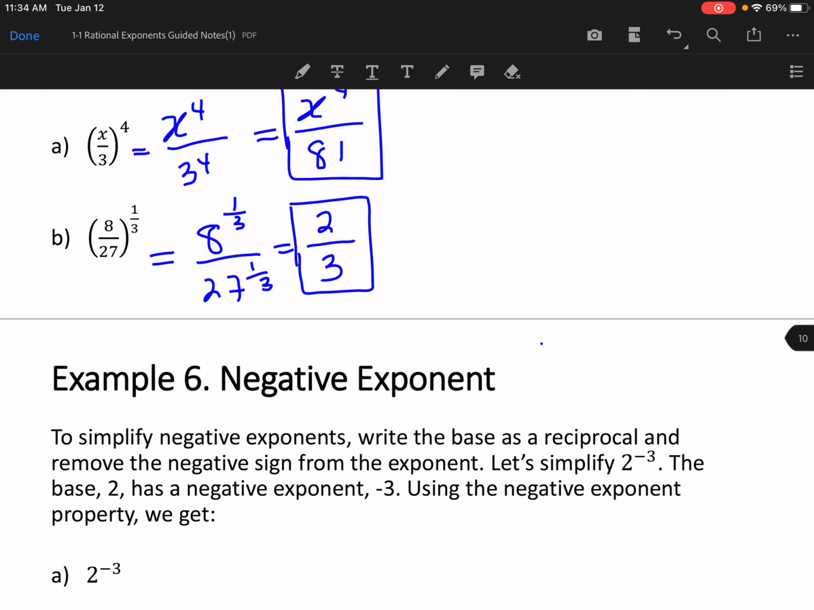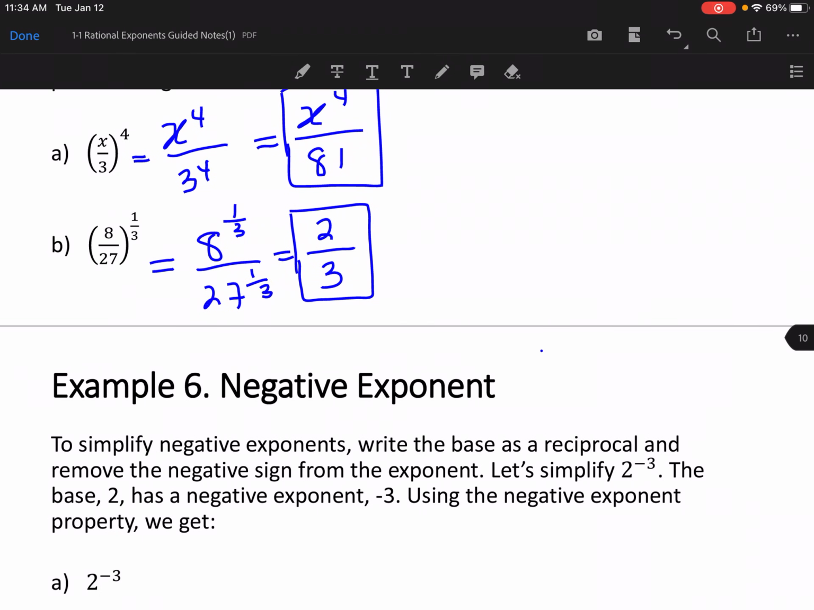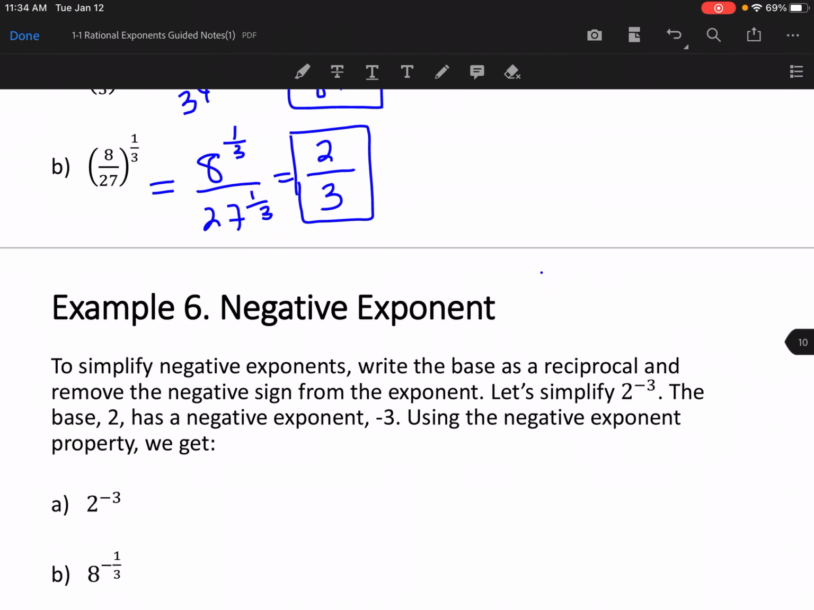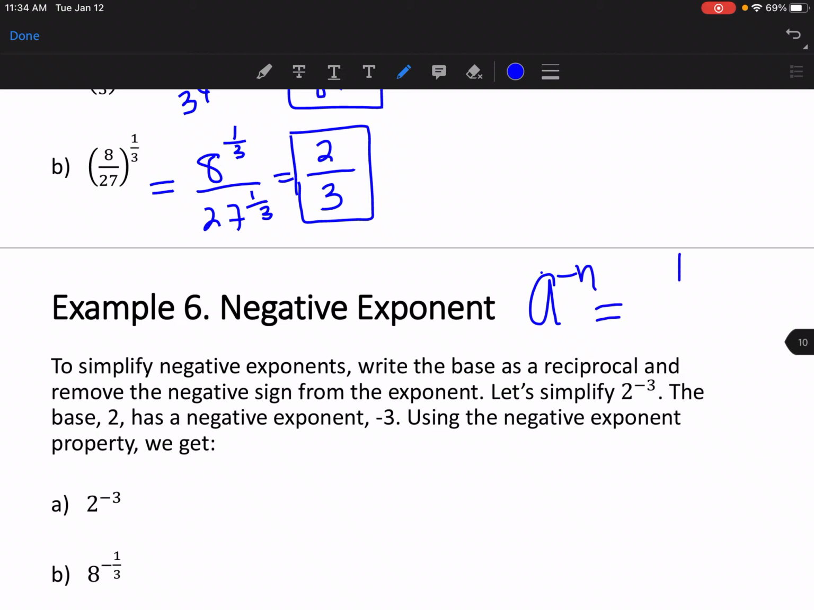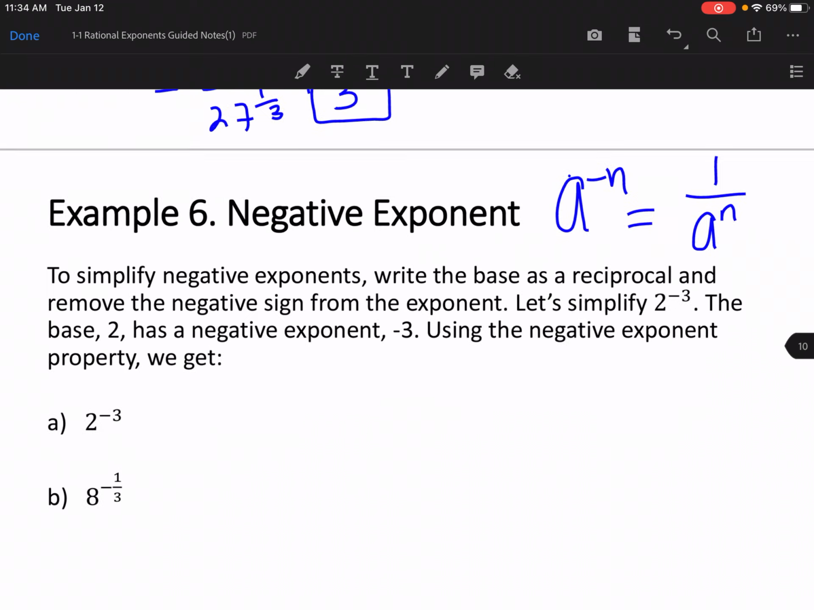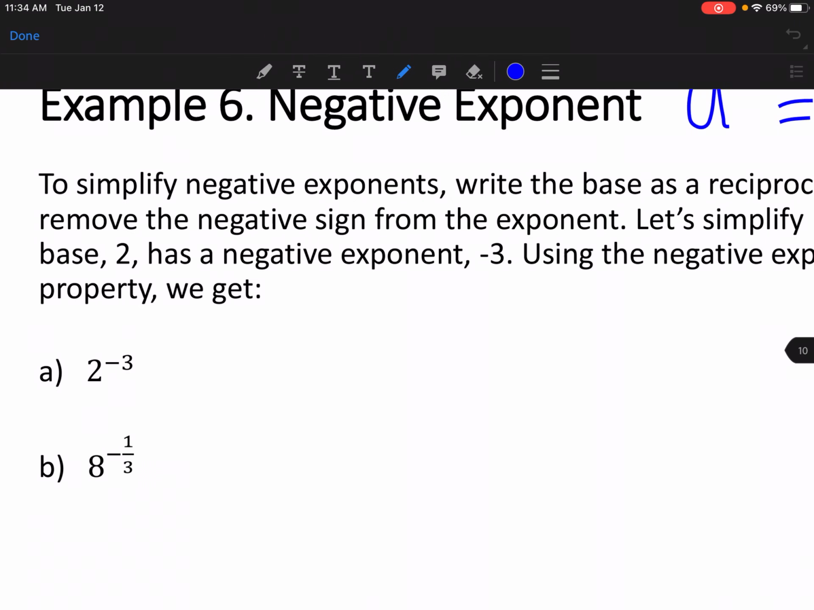Then let's look at negative exponents. To simplify a negative exponent, write the base as a reciprocal and then move the negative sign from the exponent. So if I have a to the negative n, I'm going to rewrite it as a reciprocal, 1 over a, and then move the negative, and I'll be left with a to the n. So the first example, if I have 2 to the negative 3rd, I can rewrite this as 1 over 2 to the 3rd as a reciprocal.